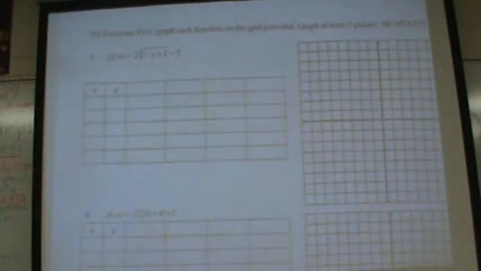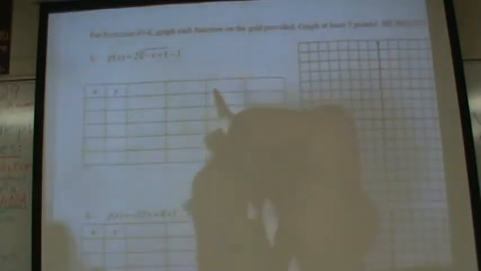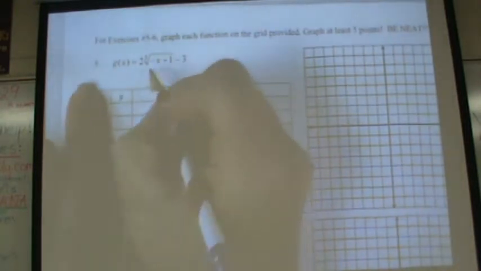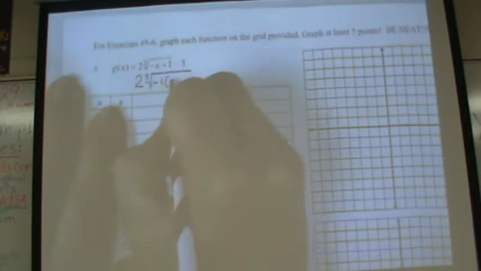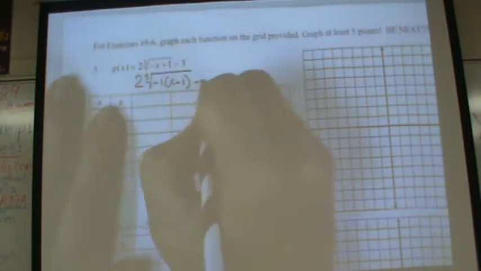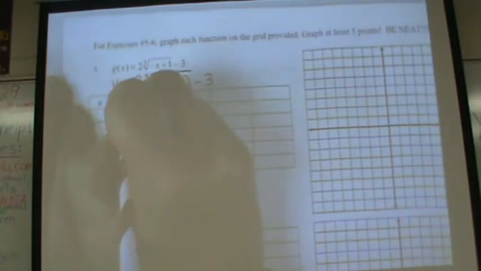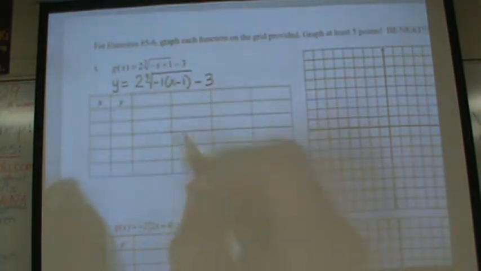Number 5. You are asked to graph this without a calculator. So step 1 would be to factor the a value out. So you're going to write this as 2 times the cube root of negative 1 times x minus 1, and then minus 3. So we're going to make a table of values.